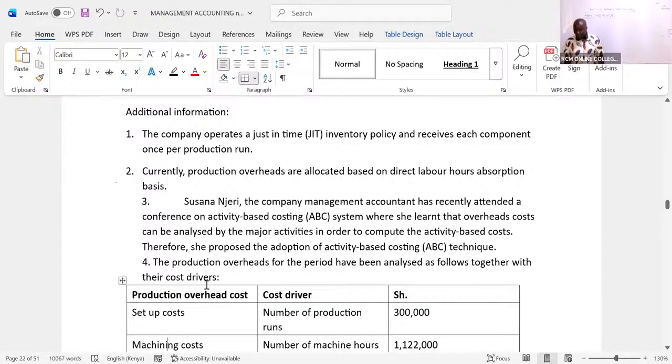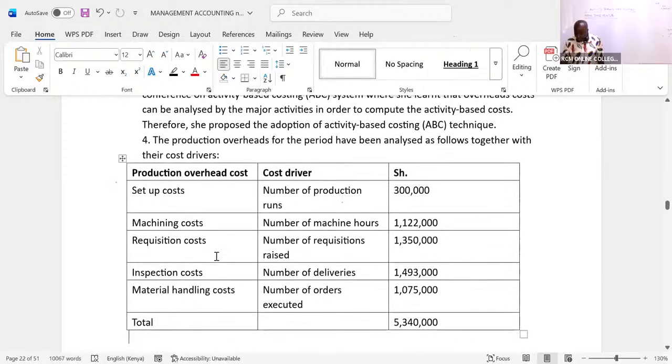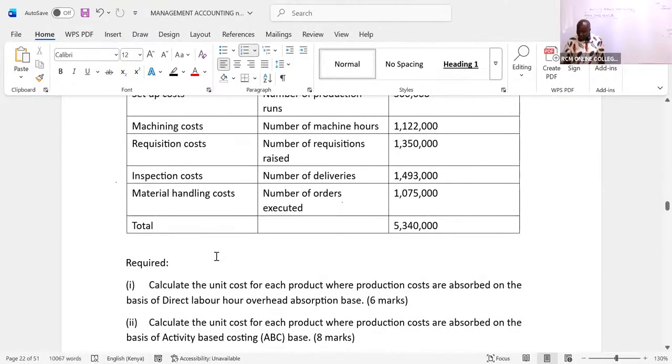Number 4, the production overheads for the period have been analyzed as follows, together with their cost drivers. So I can see setup cost and so on. What is the total overhead? The total overhead down there is 5,340,000. That is the total overhead.